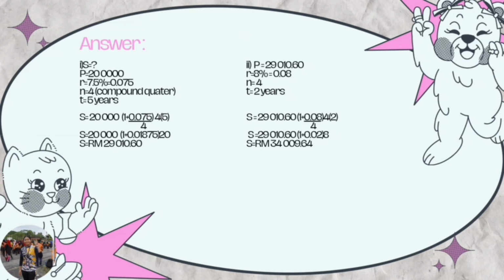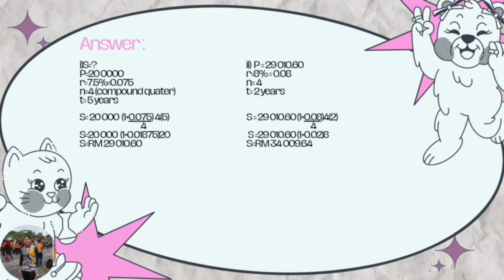The formula used is S equals P (1 plus r divided by n) to the power of nt. For S, we search for the final amount. P, the principal, is RM20,000. R, the rate, is 7.5%, which is 0.075. How many times per year the interest is calculated is 4, compounded quarterly, and the time is 5 years. S equals 20,000 (1 plus 0.075 divided by 4) to the power of 4 multiplied by 5.